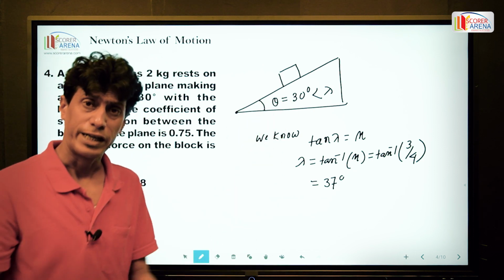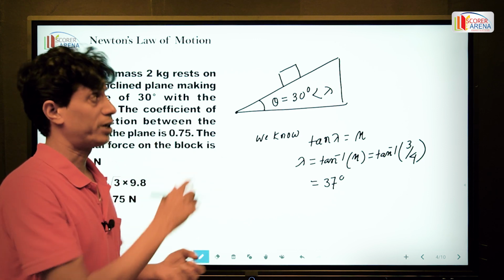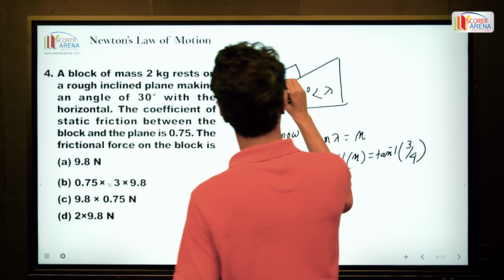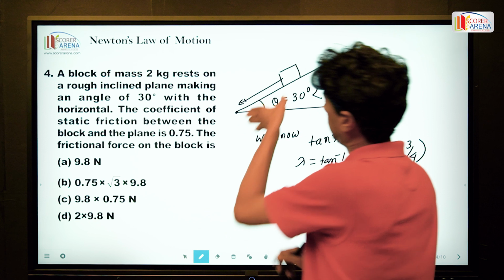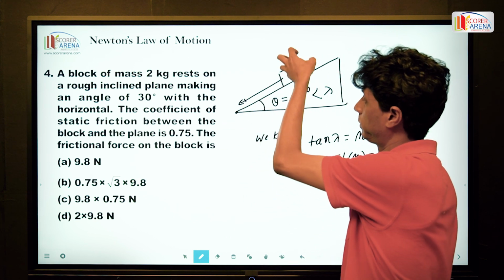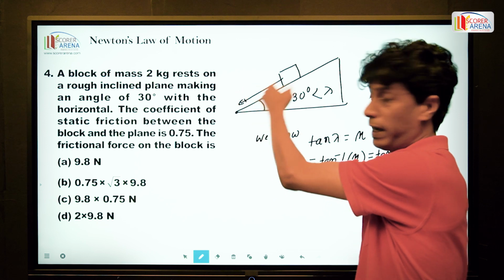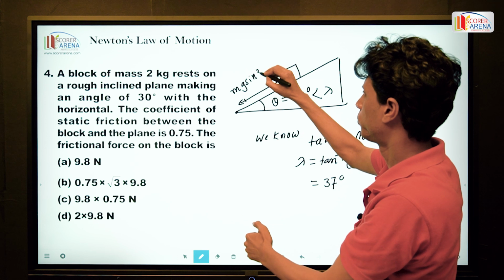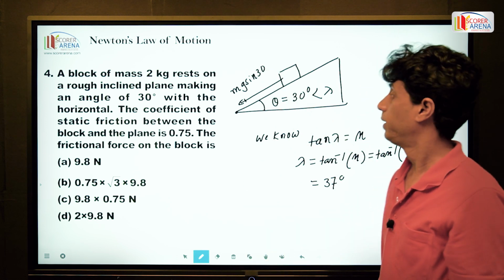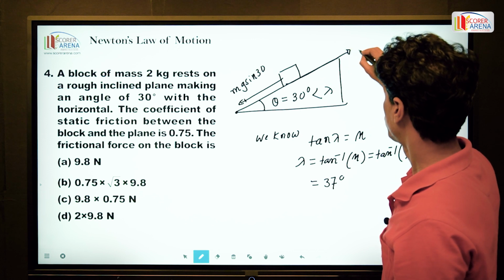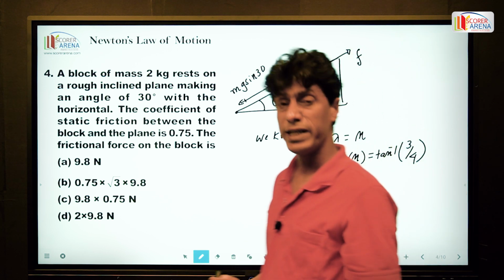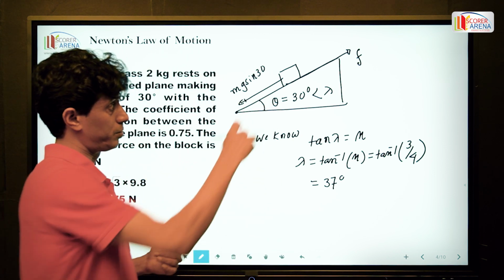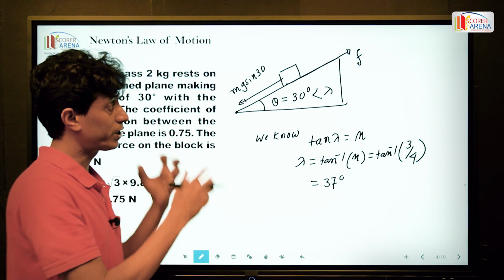Since this angle is less than the angle of friction, the friction acting on the body is not the maximum static friction. Here you have to find out the force acting downward along the inclined plane. It is mg sine 30, and friction opposes any kind of relative motion. But this body is not in motion. This body is in a static condition.